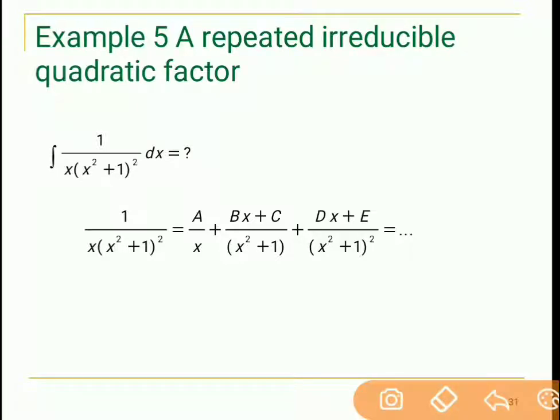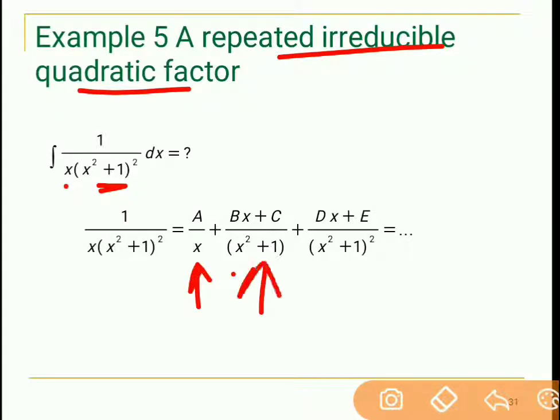And if you come across a repeated irreducible quadratic factor such as x into x square plus 1 the whole square, the first term will be a by x, the second term will be bx plus c upon x square plus 1, and the third term will be what? dx plus e upon x square plus 1 the whole square.